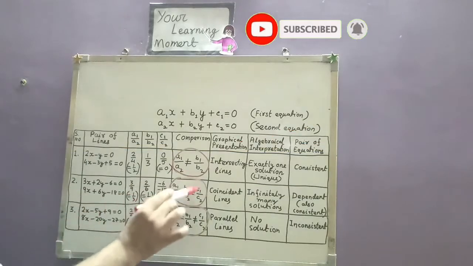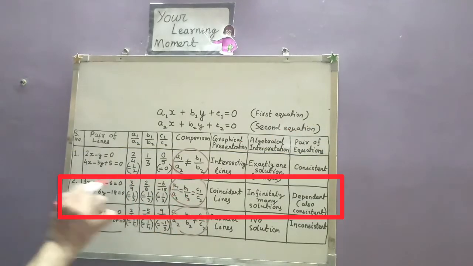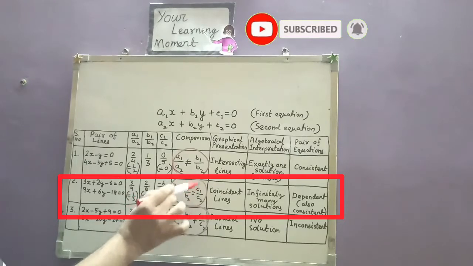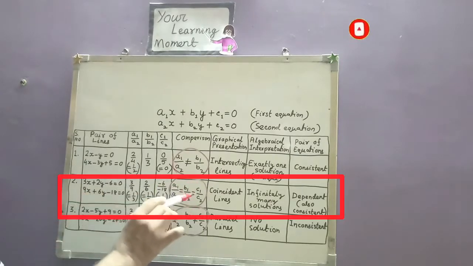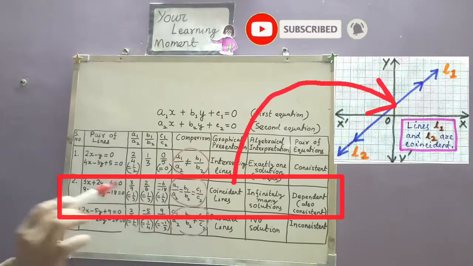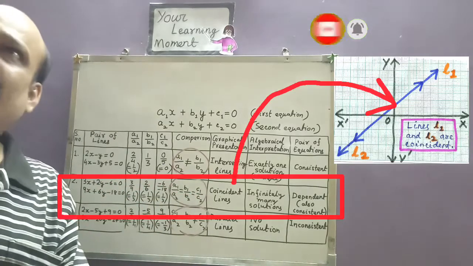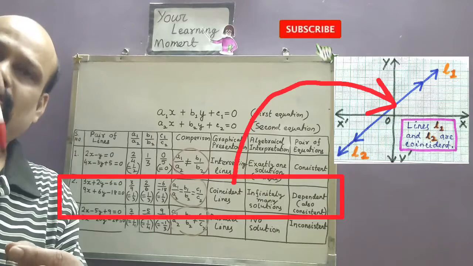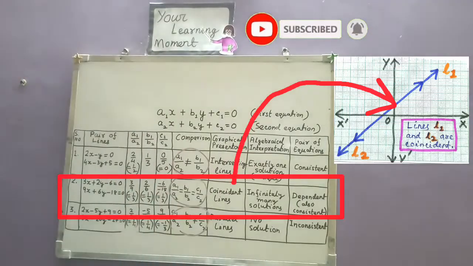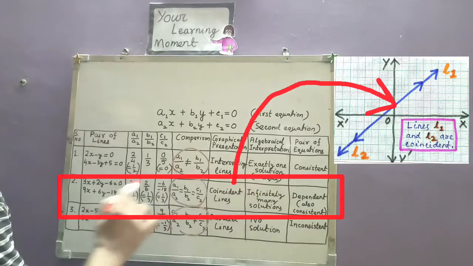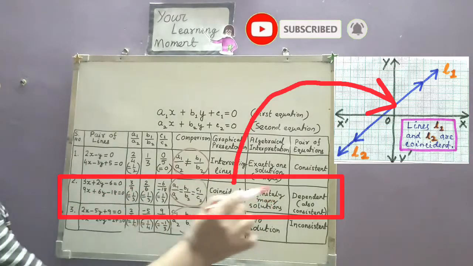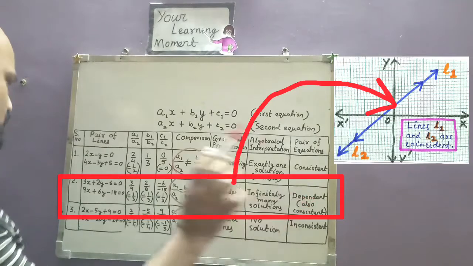Look at the conditions of the second pair of lines: a1 by a2 equal to b1 by b2 equal to c1 by c2. When this condition happens, these two lines are coincident lines, meaning one line lies on the other, or you can say that the two lines are on the same straight line. So this pair of lines has infinitely many solutions, and this pair is called dependent, also consistent.